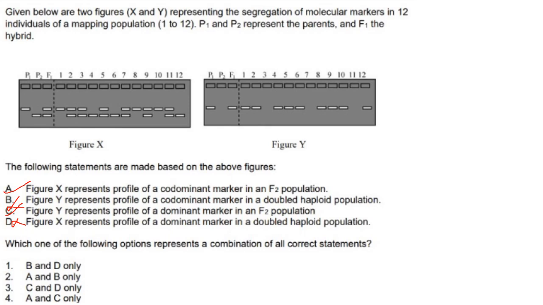So A is correct, B is not correct. Figure Y represents the profile of a dominant marker in the F2 population. That is correct. C is correct. Figure X represents the profile of a dominant marker? No, it represents a codominant marker. So A and C are correct and your answer is option 4.